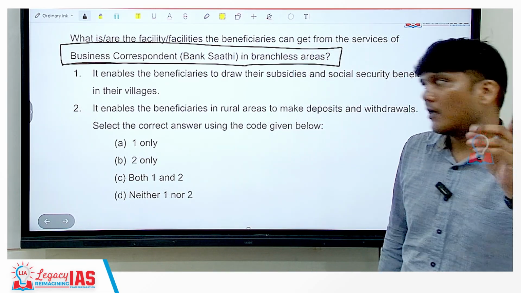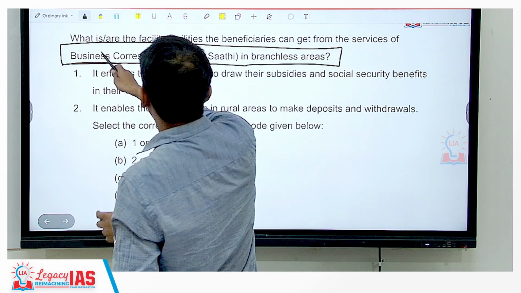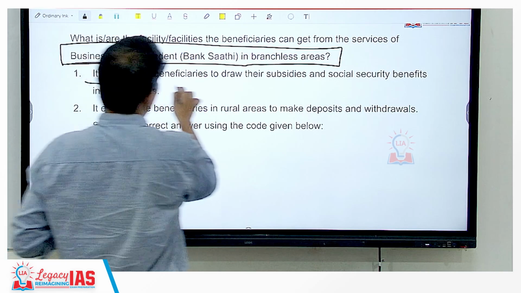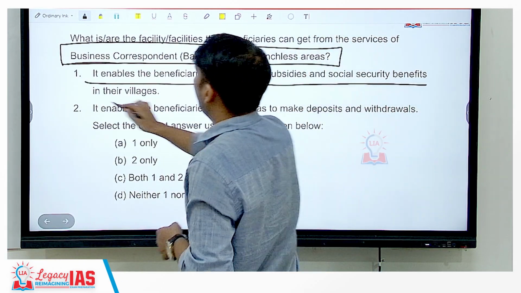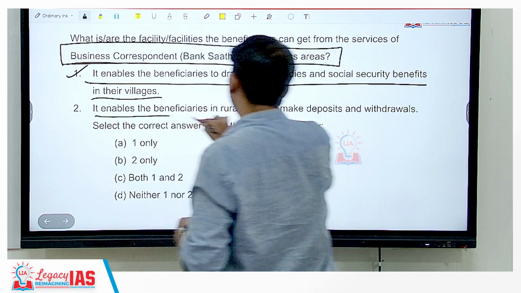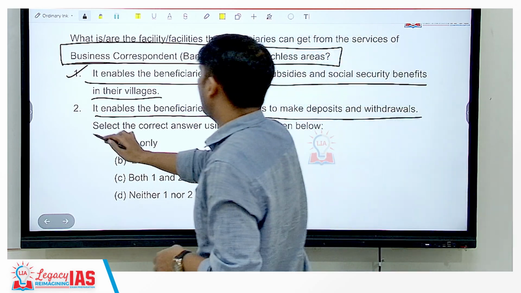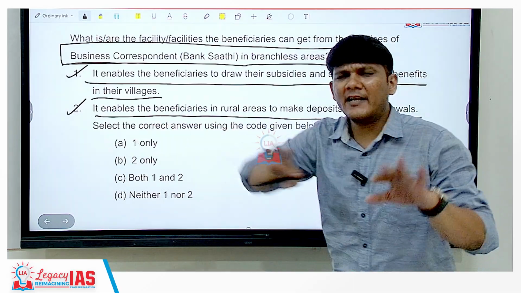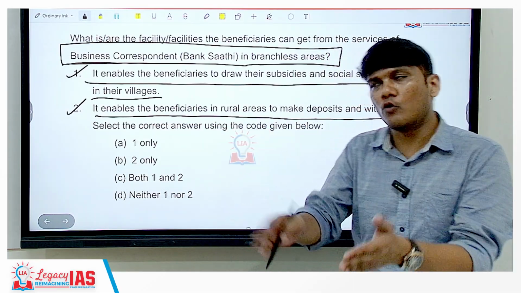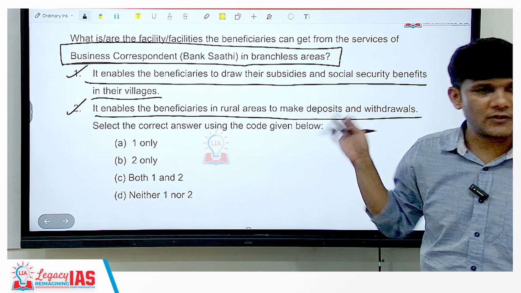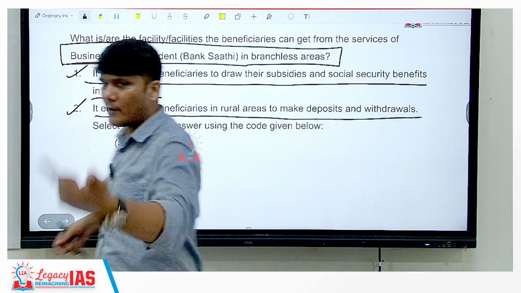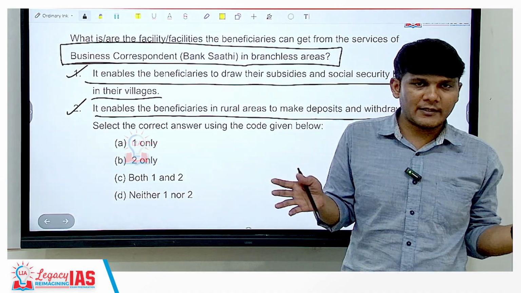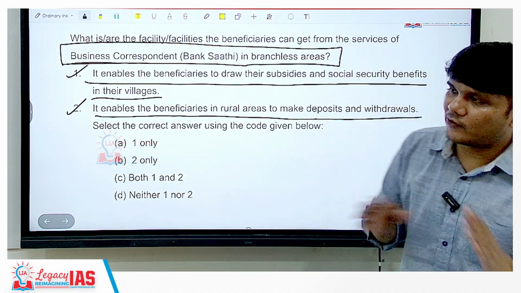That is the idea. Now knowing that, let's solve the question. Which are the facilities the beneficiaries can get from the services of the business correspondents? It enables the beneficiaries to draw their subsidies and social security benefits in their villages. Yes. It enables the beneficiaries in rural areas to make deposits and withdrawals. Yes. When you go to the bank, you can do these things. It's just reverse: now the banks are coming to you. The things which you could do while going to the bank, you can now do with the bank representative coming to you. The functions remain the same, the manner is just different, that's all.